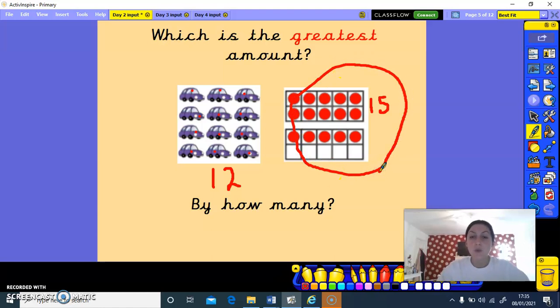But we now need to work out how much bigger it is. So it might help us to do a little mini number line, or you could count to 12 on your Numicon piece here. Let's do that instead. So 1, 2, 3, 4, 5, 6, 7, 8, 9, 10, 11, 12. So now I've got the same amount and I can see how many I am left with. 3. So 15 is bigger by 3. It is the greatest amount out of them both by 3.